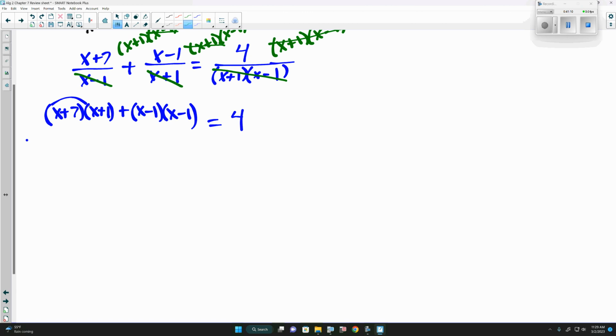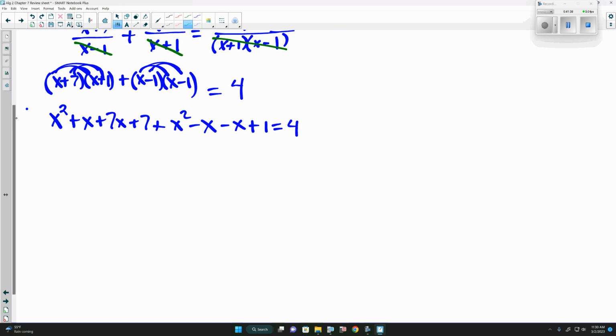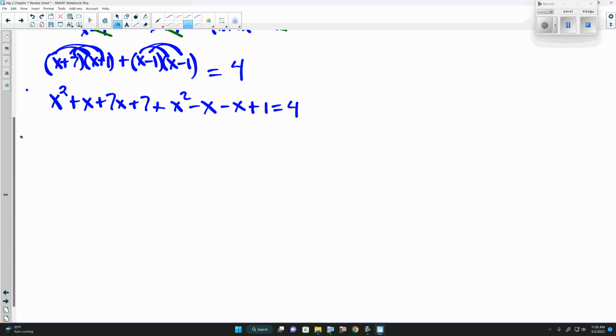Now at this point here, we do need to distribute. X times x would be x squared. X times 1 is x. 7 times x is plus 7x. And 7 times 1 is going to be plus 7. We'll do the same thing with our next set. X times x would be x squared. X times negative 1 is negative x. Negative 1 times x is negative x. And negative 1 times negative 1 is plus 1. So again, I will post this later if you want to go back and look at it.